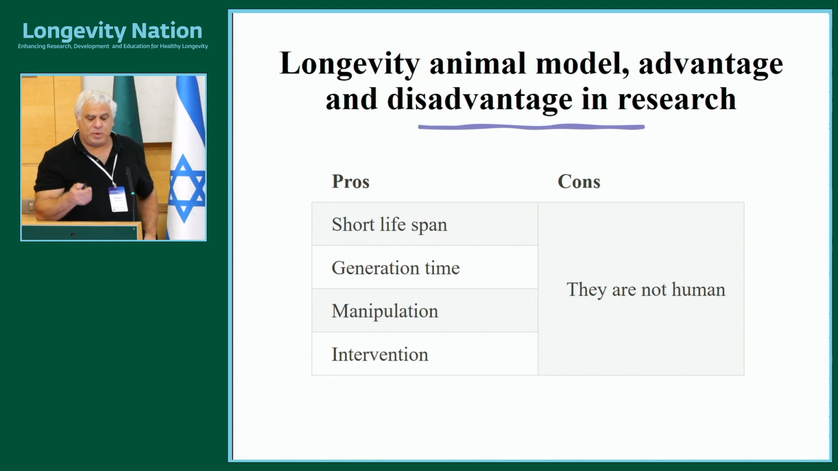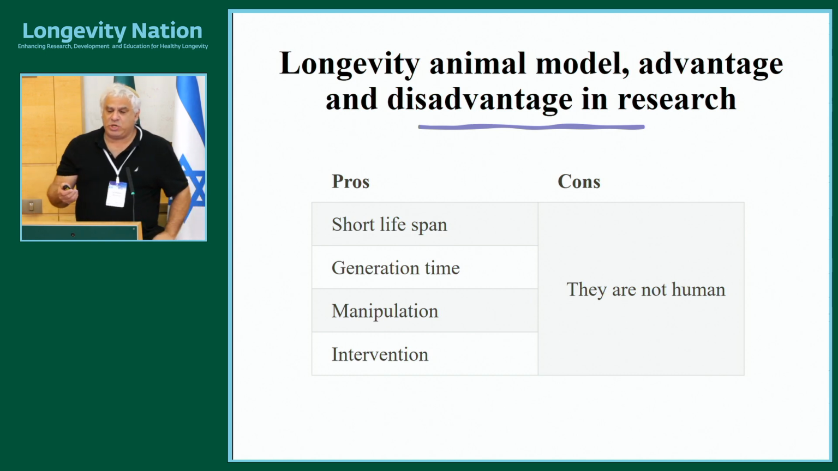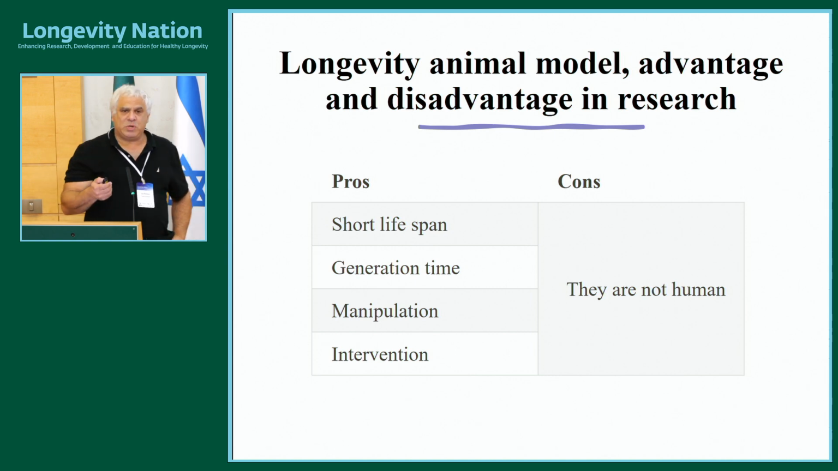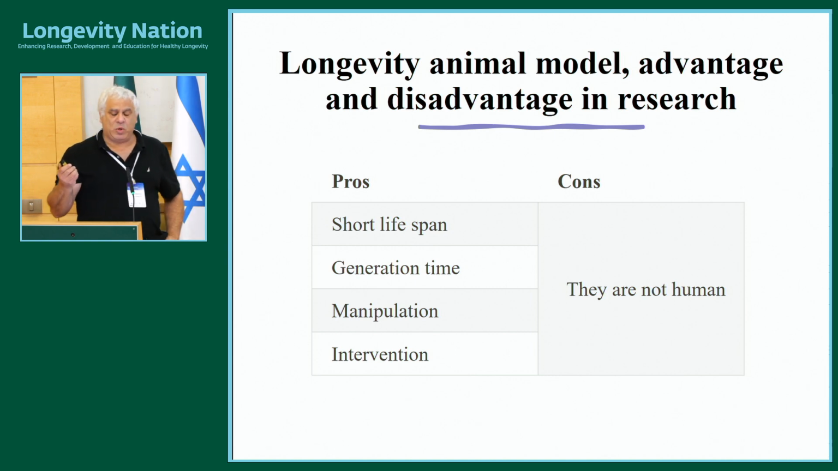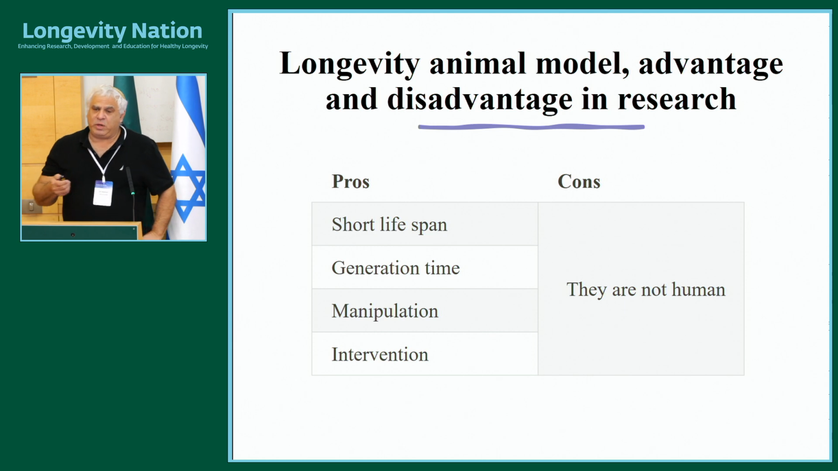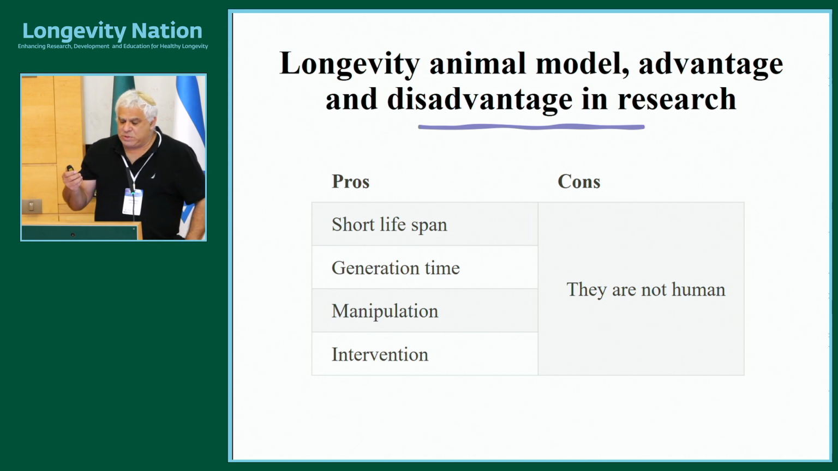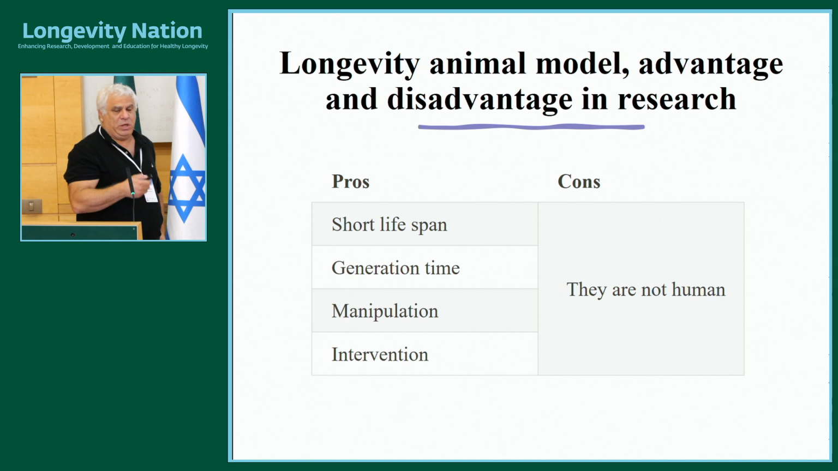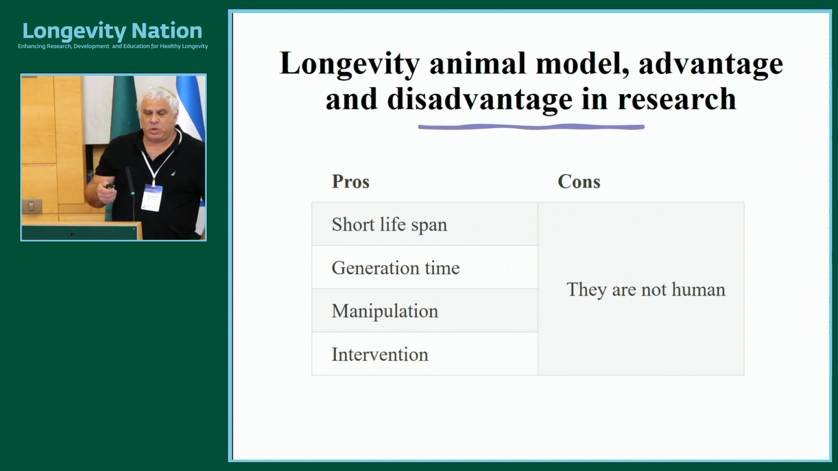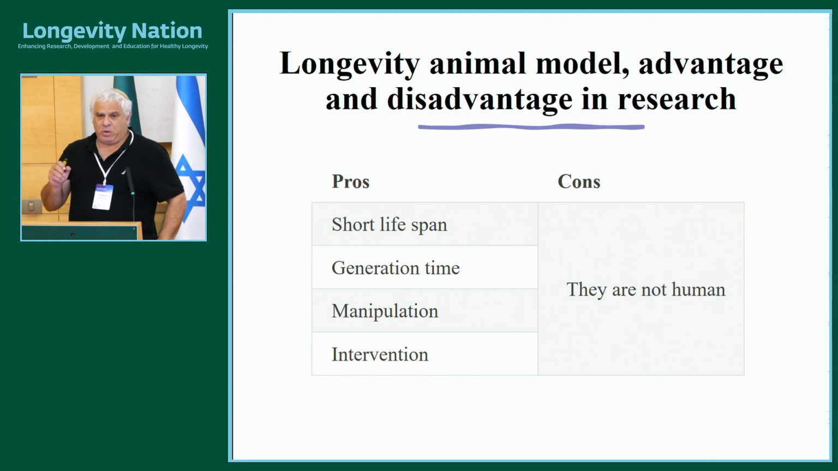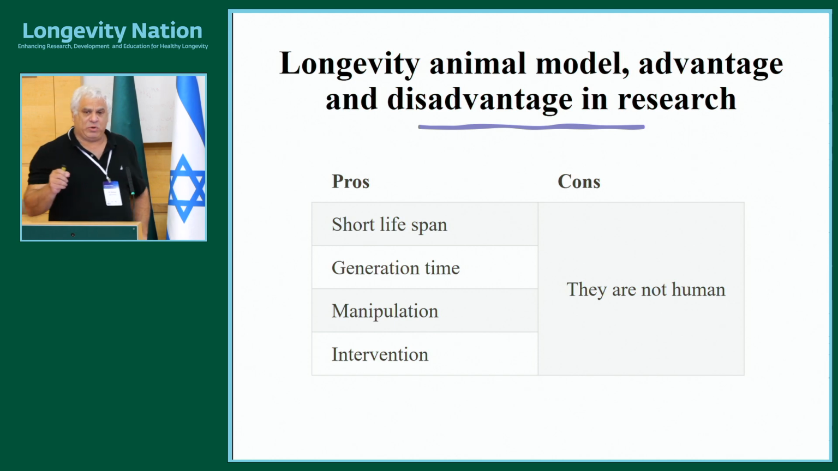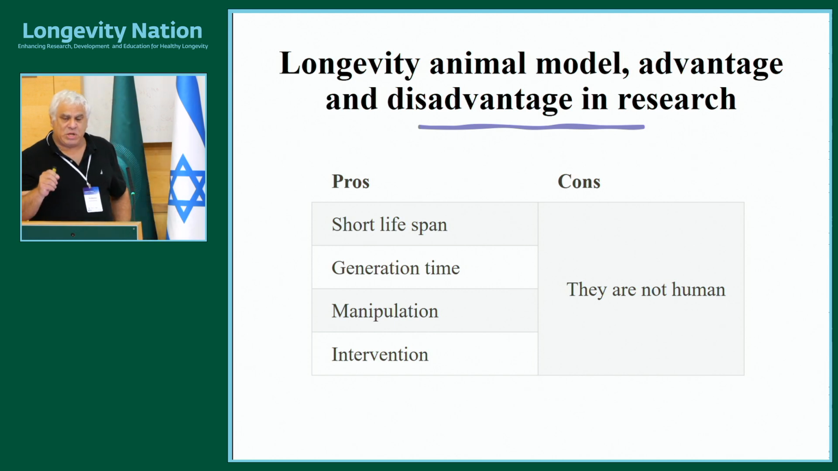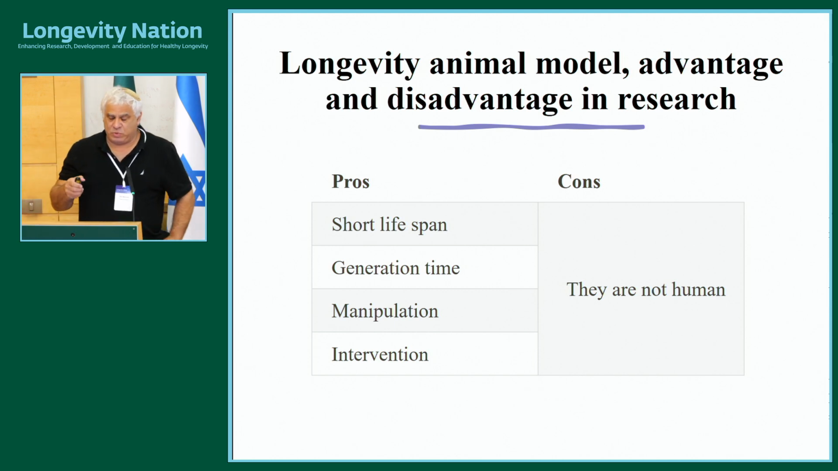And with this, I'm talking about short lifespan and generation time. We can manipulate because this is an animal and we can do whatever we want. And we can intervene with the lifestyle of this animal, again, because we can. The problem is they are not human. So the translation between what we study in this animal model, we will always need to take with care, with consciousness. It's not all the time translatable.